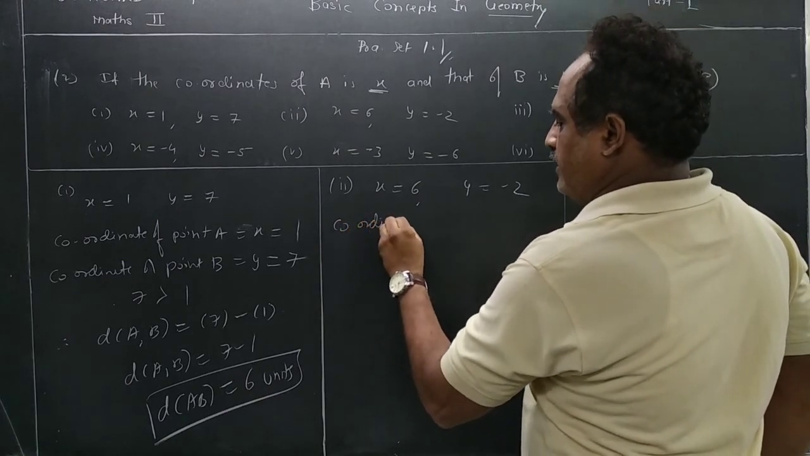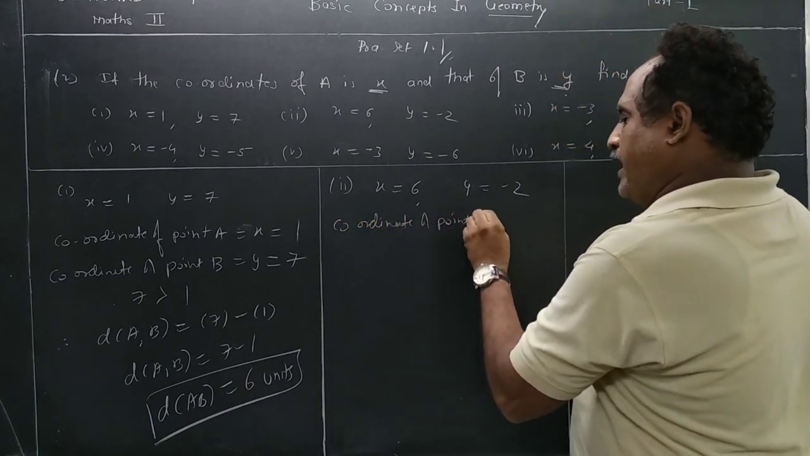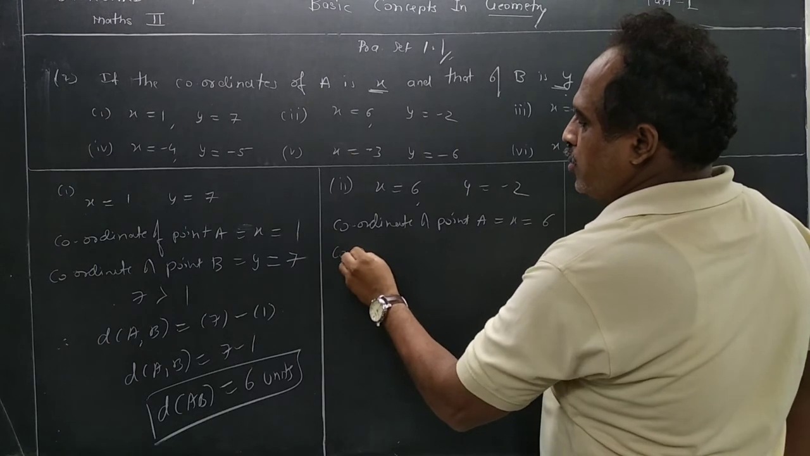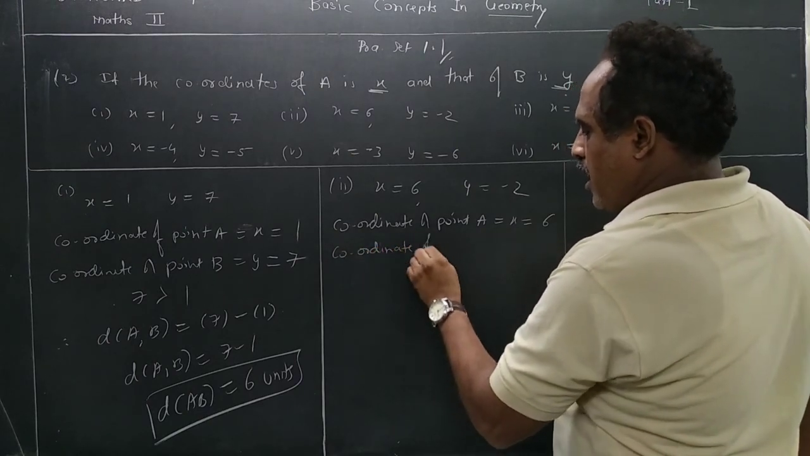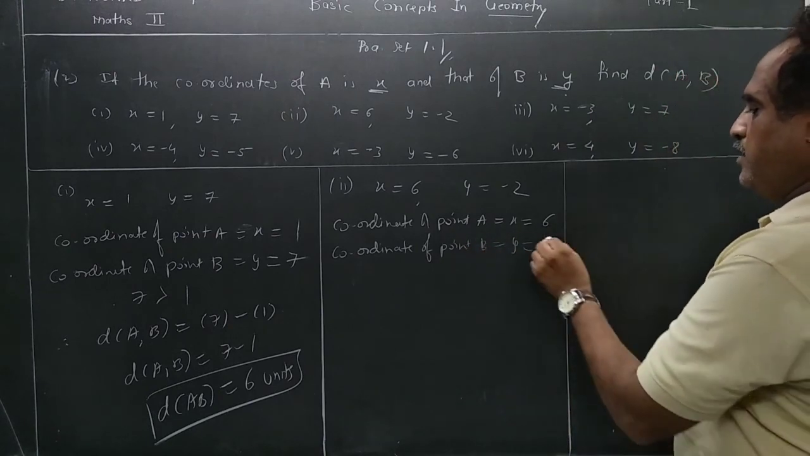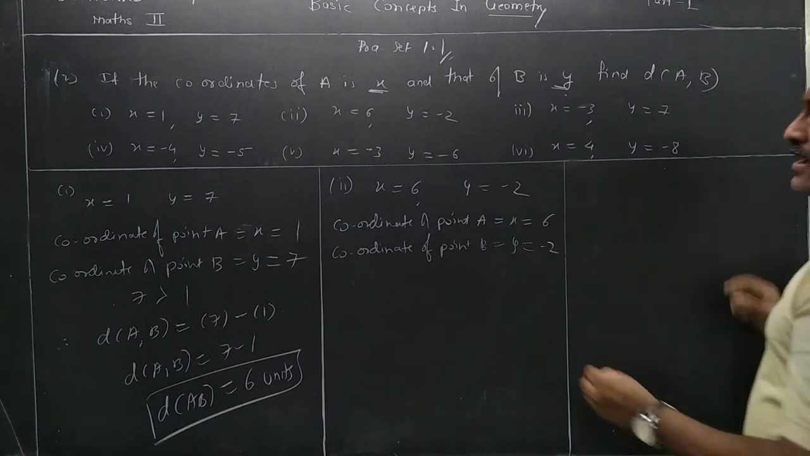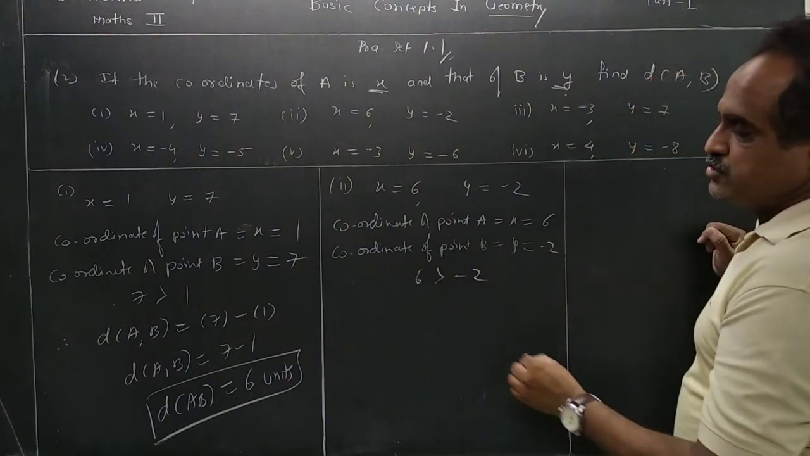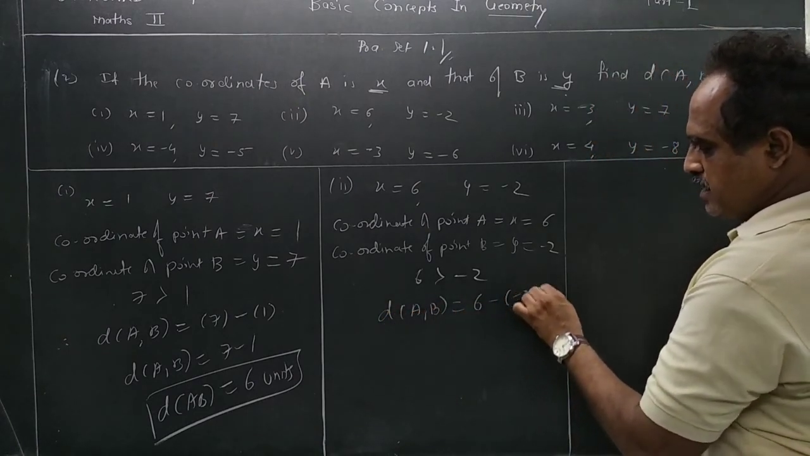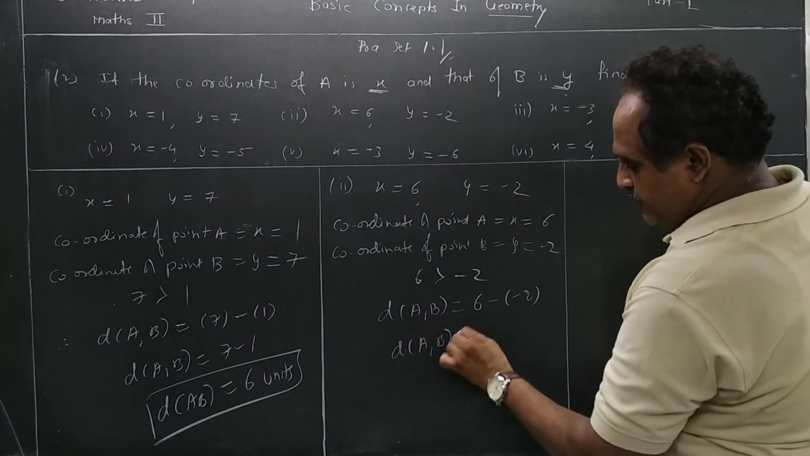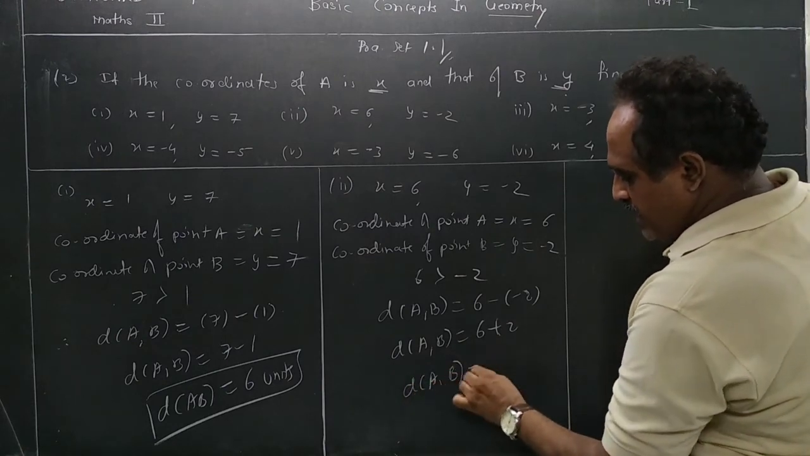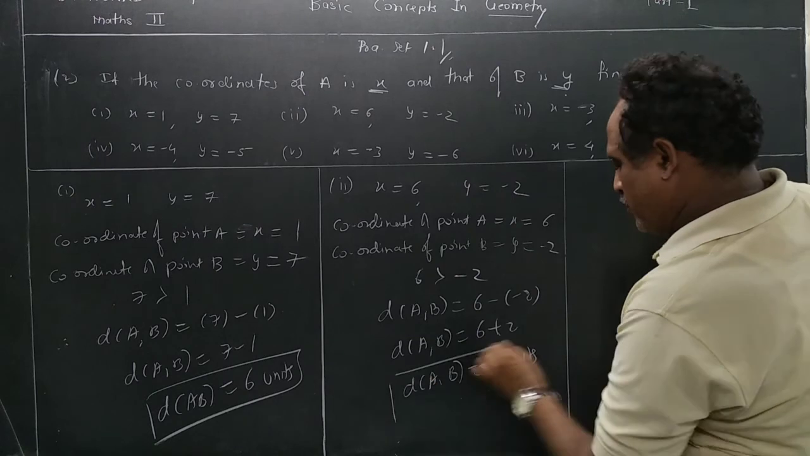Second question, x is equal to 6, y is equal to minus 2. Then the coordinate of point A, x, is equal to 6, and the coordinate of point B, y, is equal to minus 2. Can you tell me which one is greater? 6 is greater than minus 2. So distance AB is equal to 6 minus minus 2, that is plus 2, and distance AB is equal to 8 units.